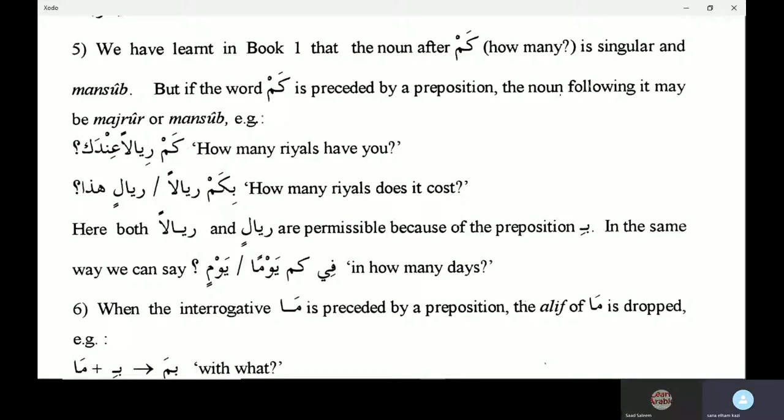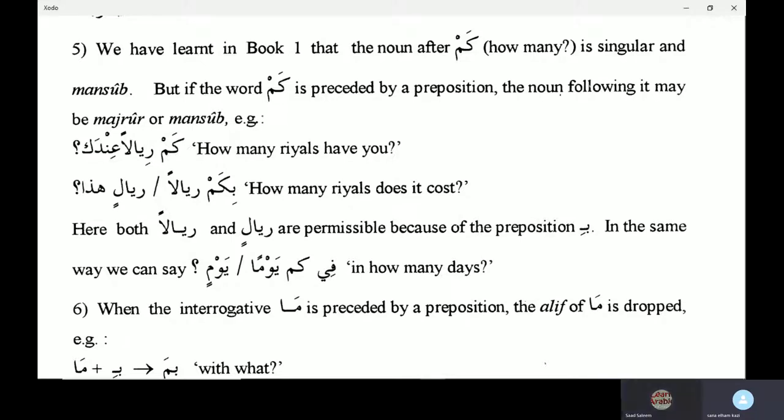In this case, it must be mansoob, kam riyalan, and riyal must be mansoob and singular. Okay. For example, if you say how many riyals does it cost, because it is preceded by bi, it can be majroor or it can be mansoob. Mansoob, okay. It becomes bikam riyalan, here it's mansoob, whereas bikam riyalin hadha.